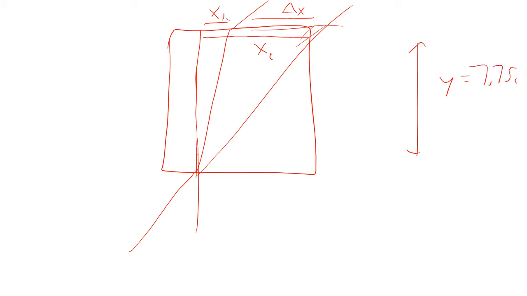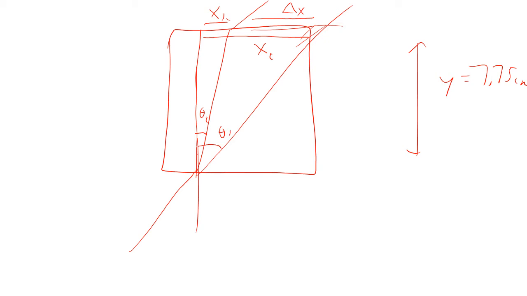Okay, so draw a perpendicular right here. I'm going to call that distance x1 and call that distance x2. The difference in x1 and x2, that's going to be delta x. Okay, now we already know that this is some y distance, which I already told you at the very beginning was 7.75 centimeters. Now, this angle, theta 2, this full angle is theta 1.